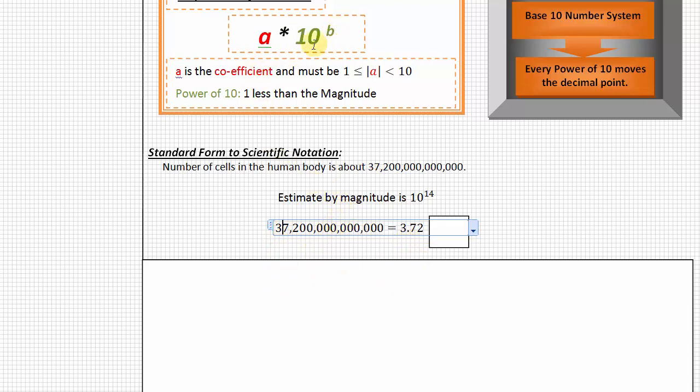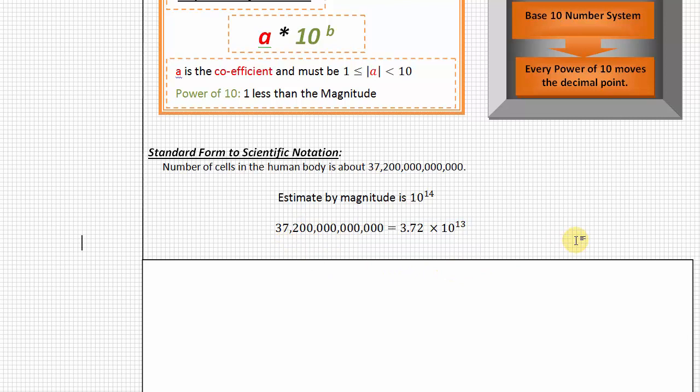And now we're going to multiply it by a power of 10, but remember, it's 1 less than its magnitude because we already have one place value right here. And so 1 less than 10 to the 14th power would be 10 to the 13th. So 37,200,000,000,000 written in scientific notation is 3.72 times 10 to the 13th. If you multiply this out, you're going to get your original number back. So this is our shorthand for writing this larger number.